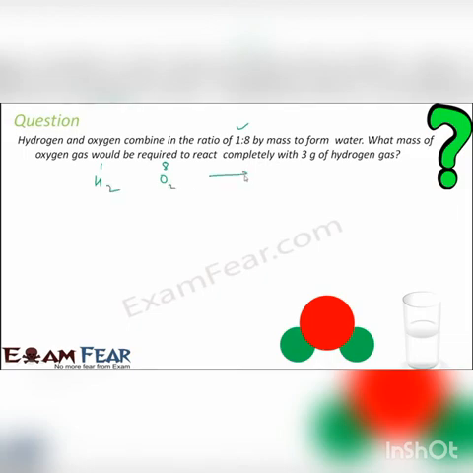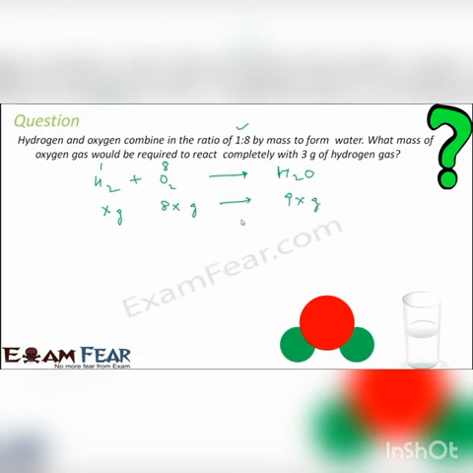H2 plus O2 gives H2O. If you want, we can write the balanced reaction as well, or we can ignore it for timing, since we don't know how to balance the reaction at this point of time. So this is the reaction. It says that if this is x gram, 8x gram is required, and x plus 8x is 9x gram.